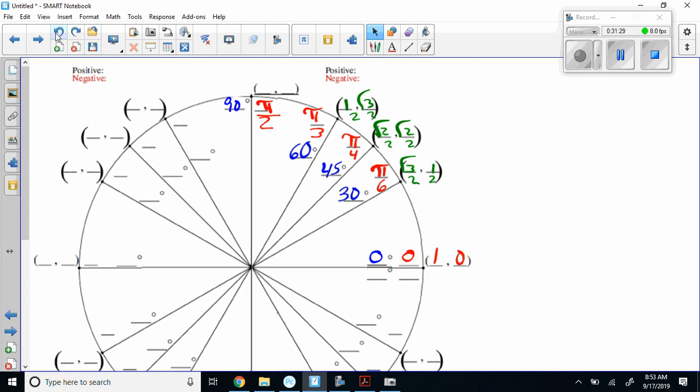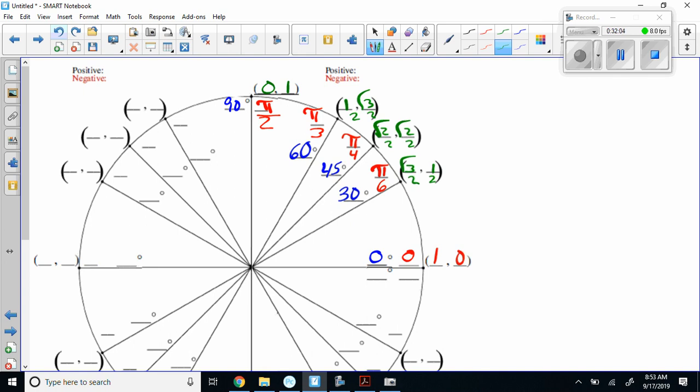Okay, good. Let's look at this one. What would the coordinates up here be? 0, 1. All right. Y'all ready? Okay, let's fill in our degrees. If this is 90, what is this?